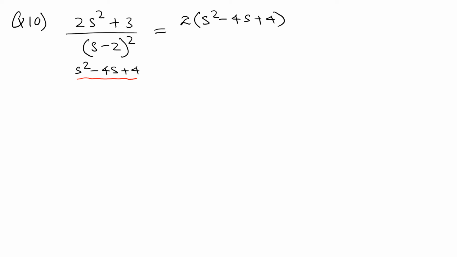Now we're going to adjust the rest of the terms. So we only have 2s squared, so that term is fine. But when you do this one, you get negative 8s. So to cancel that, we're going to add 8s there. And then also, when you multiply the numbers, you get 8. But we only have a 3 here, so that means you need to subtract 5 to get 3. So that's the adjustment we do. And then the bottom is s minus 2 squared.